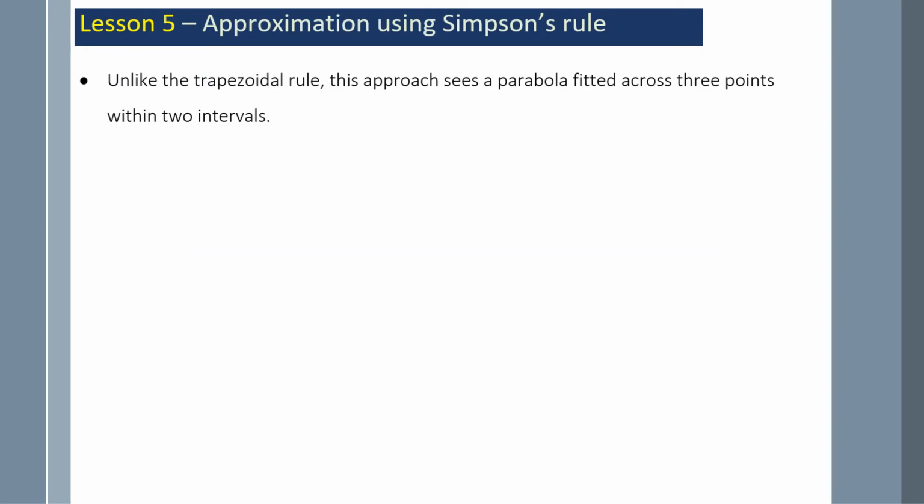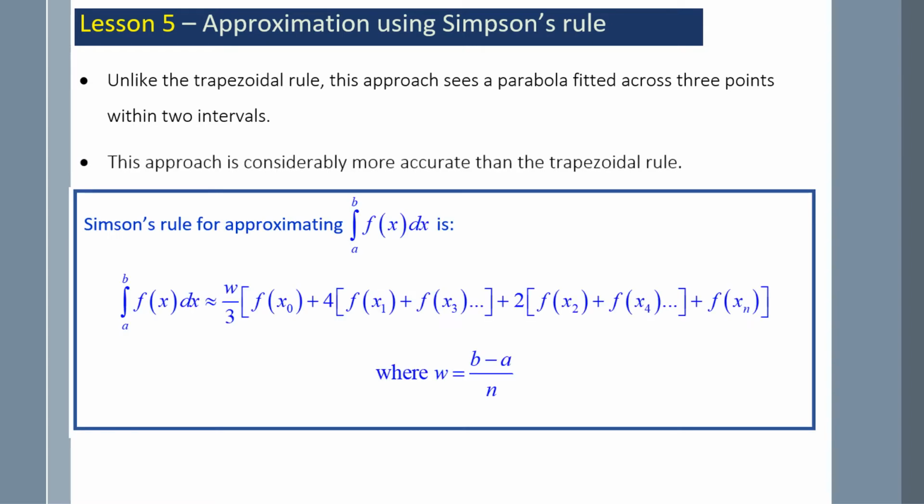Unlike the trapezoidal rule, this approach sees a parabola fitted across 3 points within 2 intervals. This approach is considerably more accurate than the trapezoidal rule. Simpson's rule for approximating the definite integral is given by the following. So the area under a curve given by the definite integral of f(x) between a and b is a very long formula, which is part of your formula page, which is w over 3, or 1/3 w.